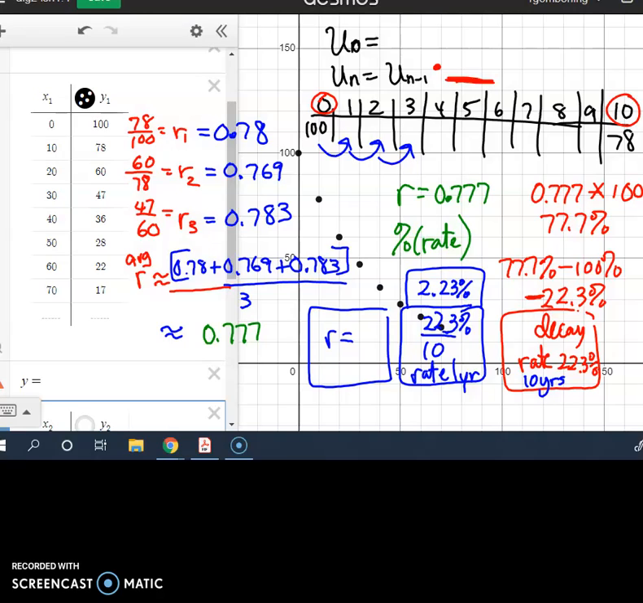So we have to turn this into a decimal number and then figure out the R value. If you've not done that, go ahead and figure that out based on 2.23%. And then turn the video back on.